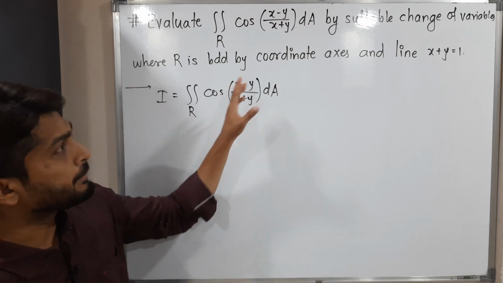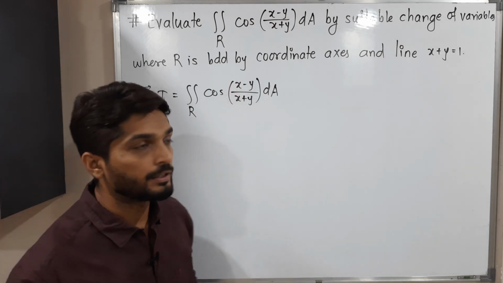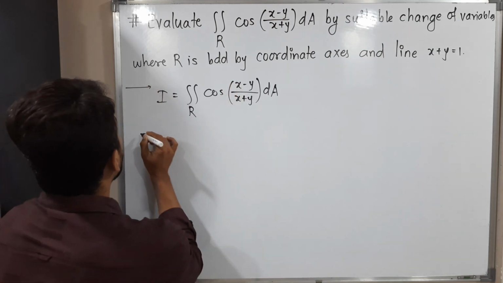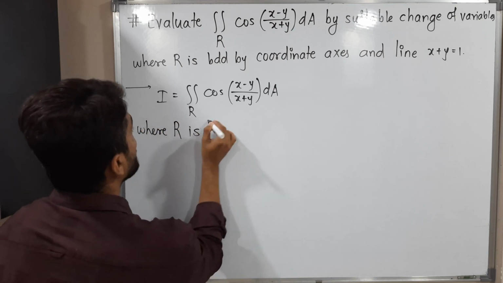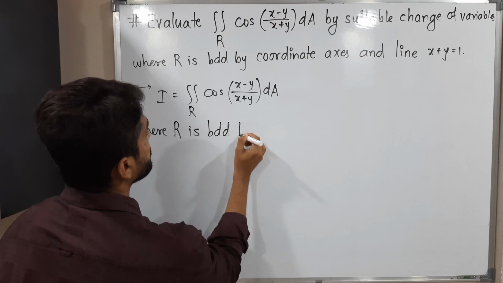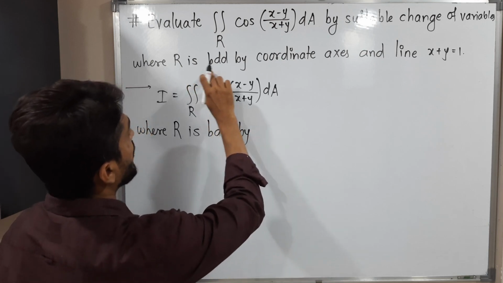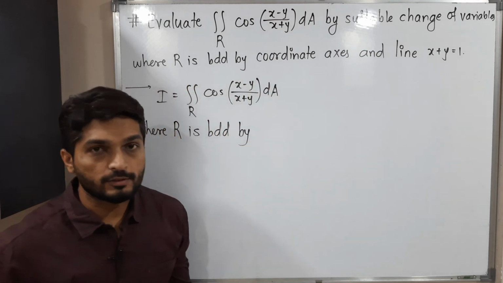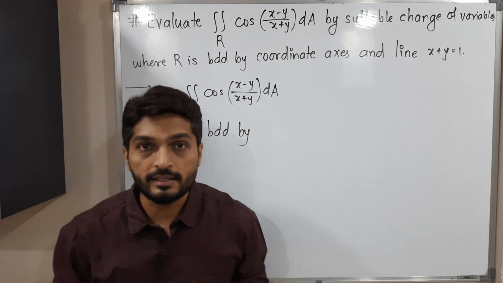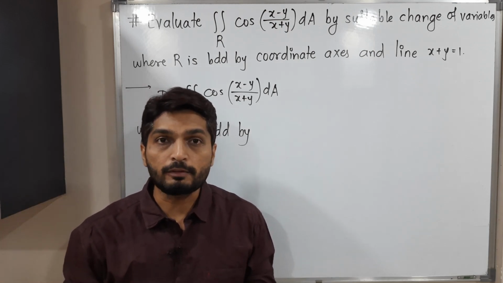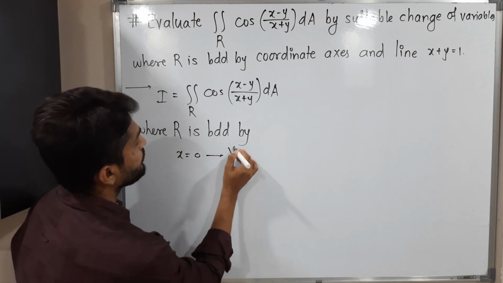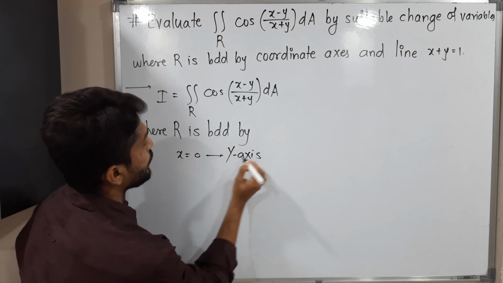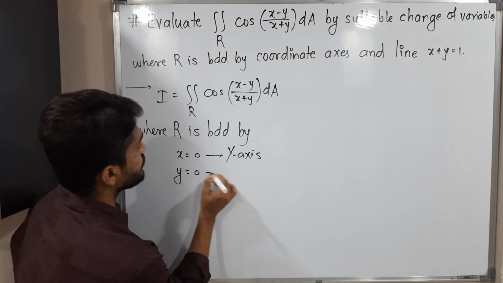So they have clearly mentioned, so let us mention the region of integration here, where R is bounded by, what have they mentioned? R is bounded by coordinate axis. Coordinate axis means x axis and y axis. What is equation of y axis? x is equal to 0 and equation of x axis, y is equal to 0.